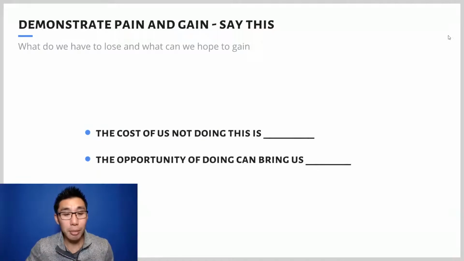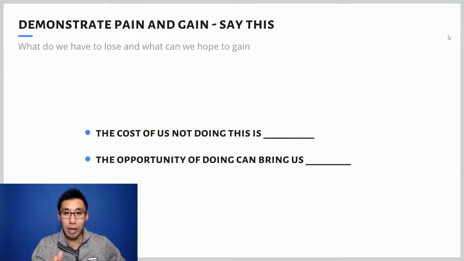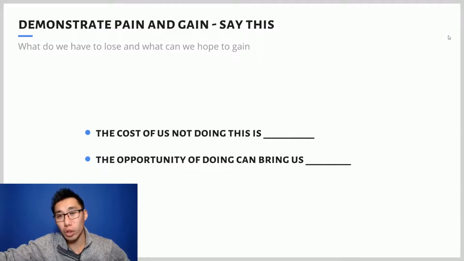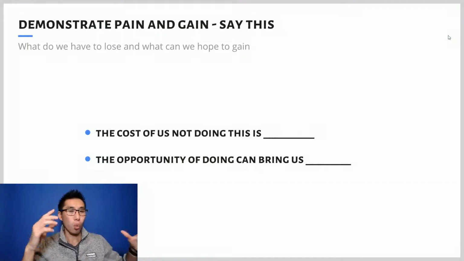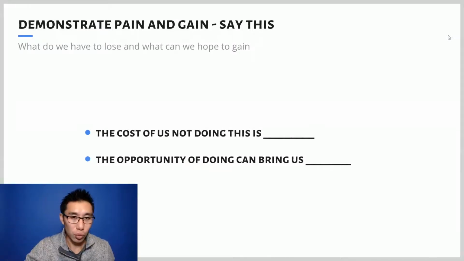Well, let's talk about demonstrating pain and gain. These are only two different phrases to say. Demonstrating pain and gain is, what do we have to lose and what can we hope to gain? You are a good speaker and you can demonstrate pain and gain if you can tell us what situation we're facing right now and what we can do or what we can look forward to. You see how this is not just talking about information. They're talking about where are we now, where do we want to go, the cost of us not doing this, right?